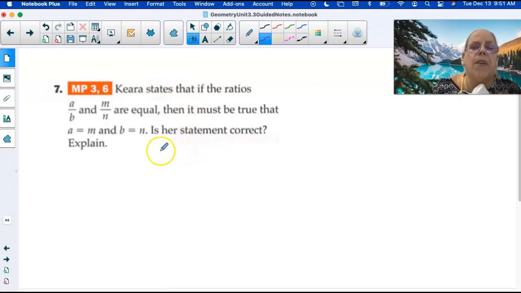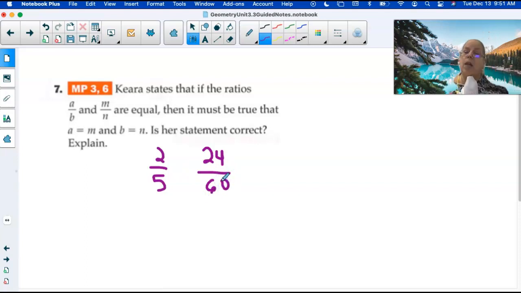Let's say something is in the ratio of 2 to 5. Okay, so let's say A equals 2, B equals 5. What if we have something else in the ratio of 24 to 60? And I know those don't look like they're equal, but you can do it two ways. You can turn this into two fractions with an equal sign in between and cross multiply to see if it comes out equal, or you can reduce this.